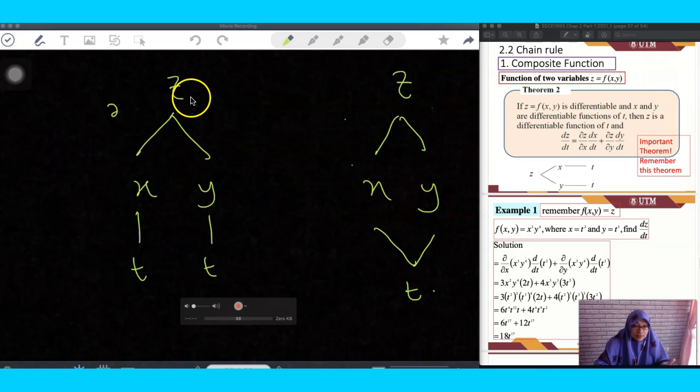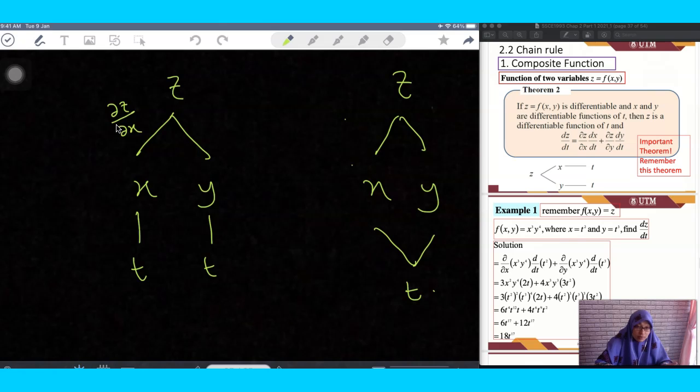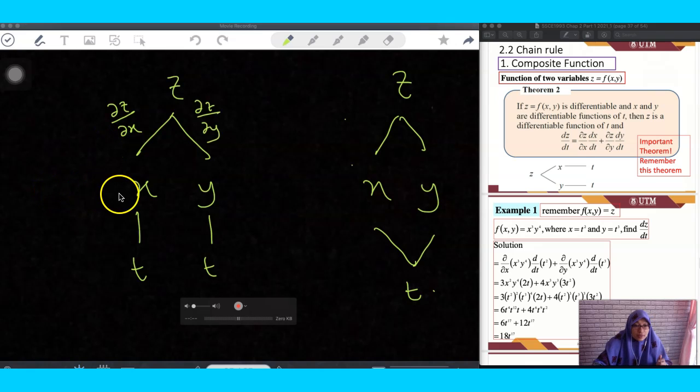So derivative Z to X, derivative Z to Y, because they are on the same level, we should use del, which means partial. Okay, so then you put del Z over del X, and similarly for Z to Y, you have del Z over del Y. Okay, so next, we are done for X and Y.